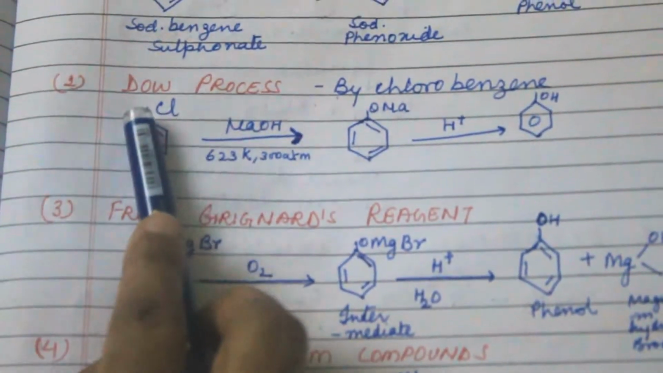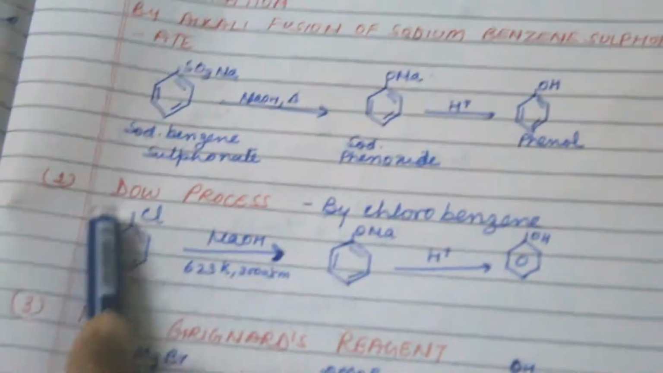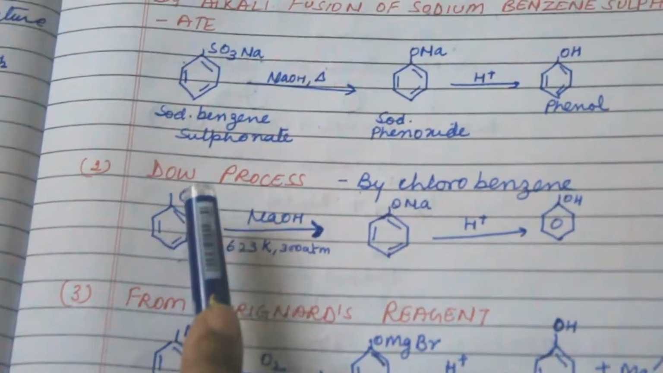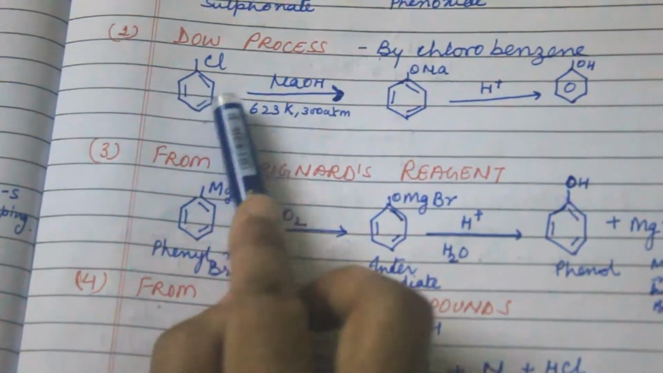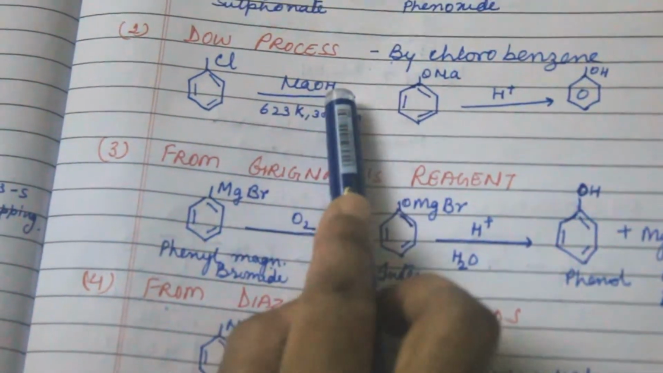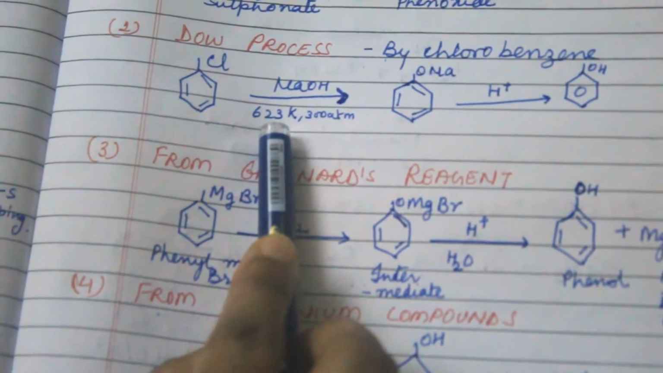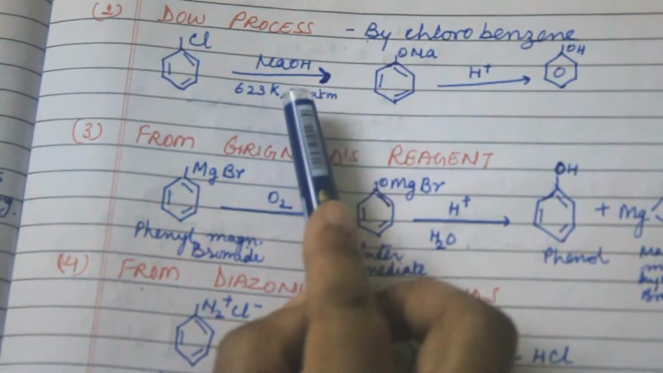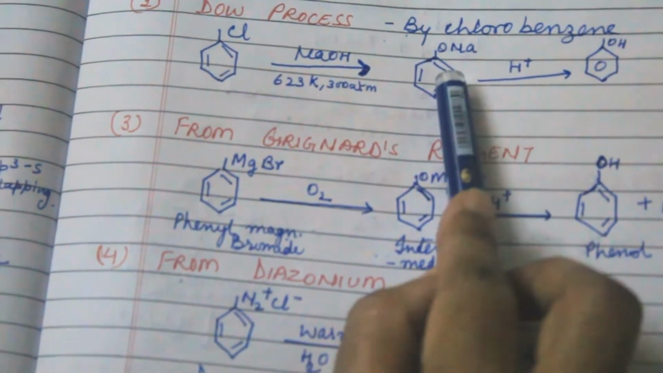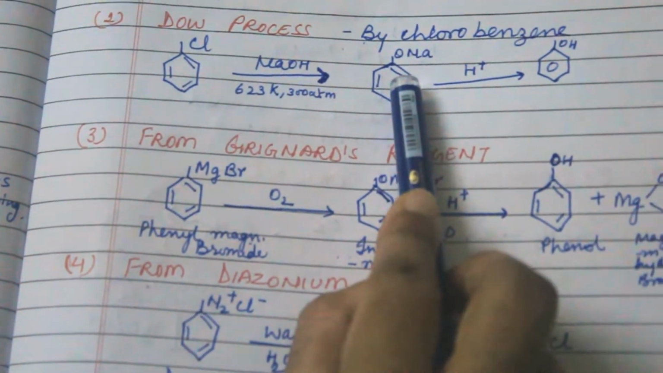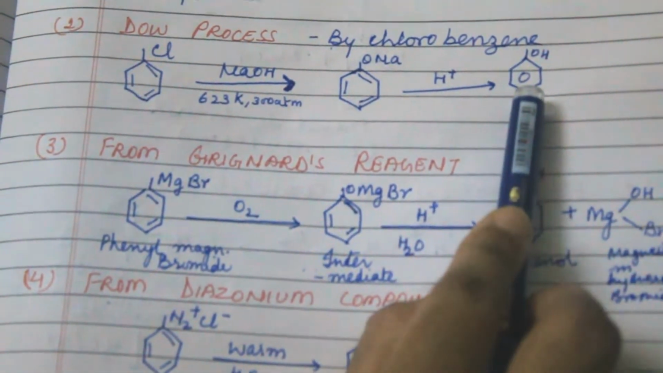Now the next process is Dow process by chlorobenzene. This is the chlorobenzene, because chlorine is situated on the benzene ring. So when this chlorobenzene gets treated with NaOH at 623 Kelvin temperature and 300 atmospheric pressure, it again forms sodium phenoxide. When this phenoxide is again treated with H+ ion, it forms phenol.